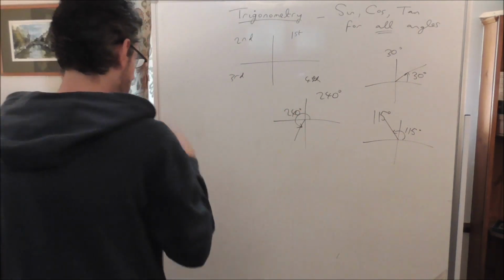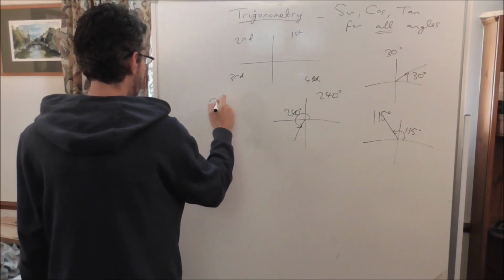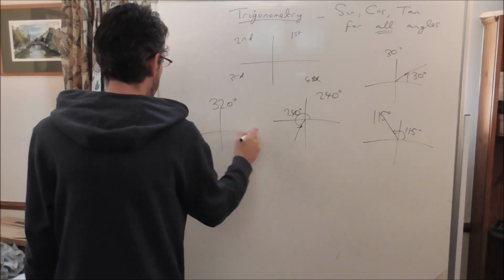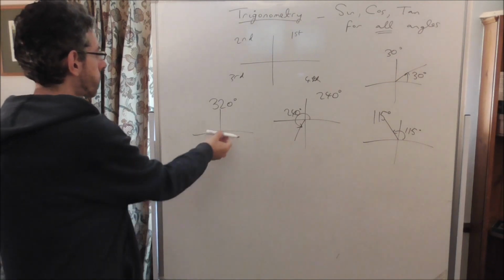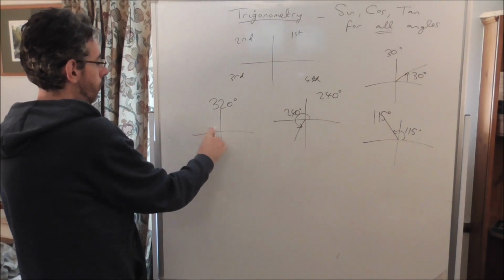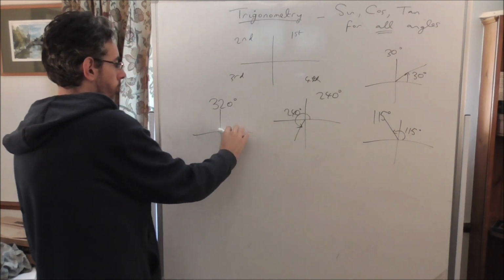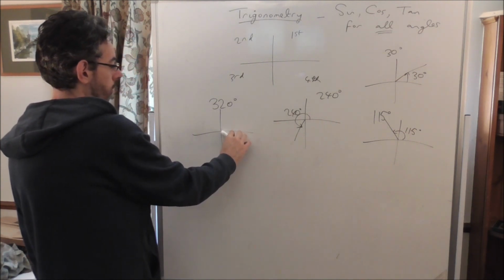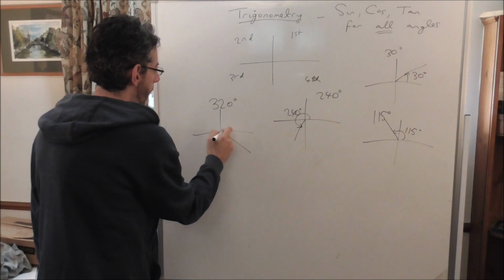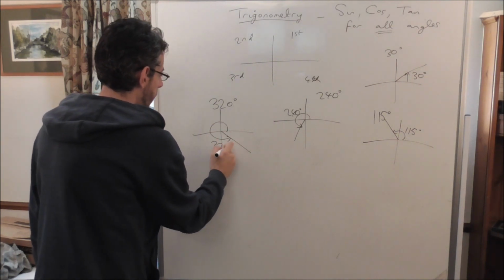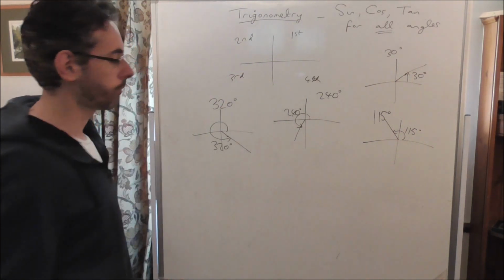Let's do another reflex angle, let's do 320 degrees. Where's that going to be? 0, 90, 180, 270, that's 360. 320 is nearly a full turn, but it's just 40 below 360, so maybe somewhere there roughly. So that's 320, a reflex angle in the fourth quadrant.